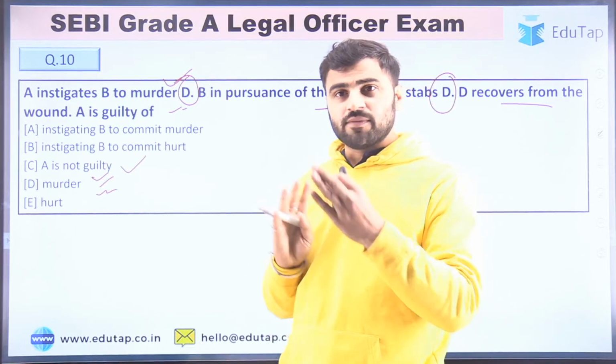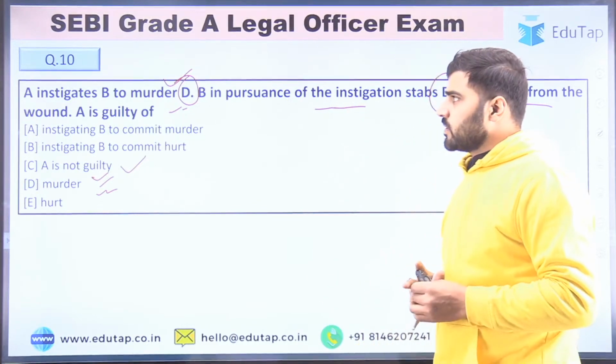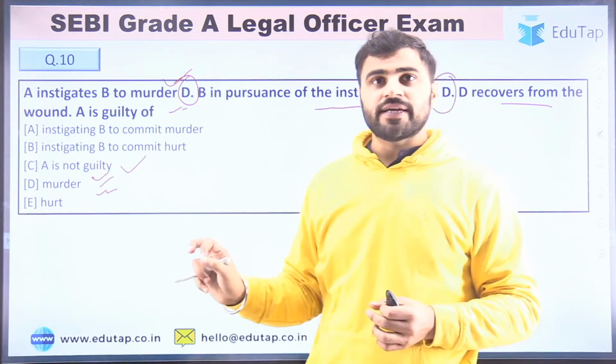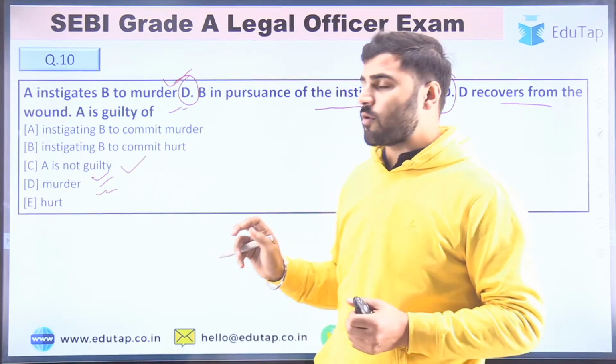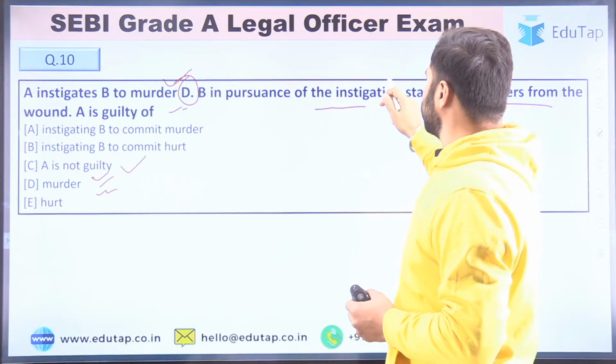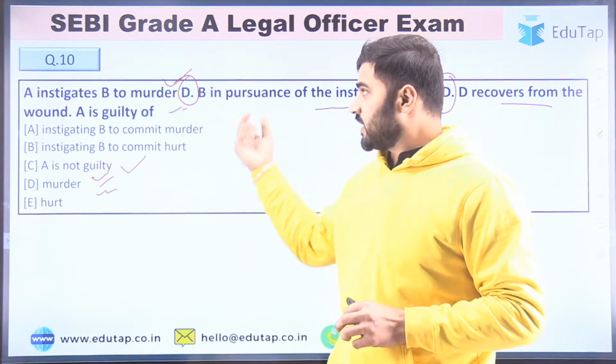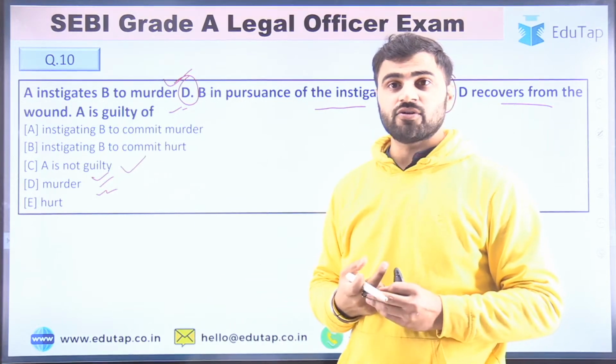So those who were saying option number C for the previous question, question number 9, they were correct, right? Now tell me the right answer for question number 10. Read the question properly. A instigated B to murder D, but B, in pursuance of that instigation, stabs D. So he only stabs D, but A has instigated B to murder D, right? So read the question properly.